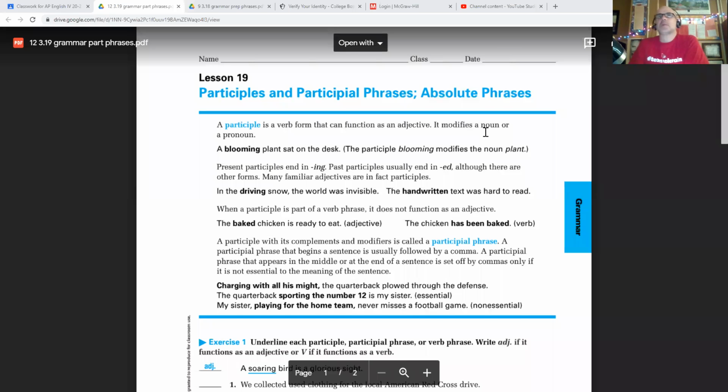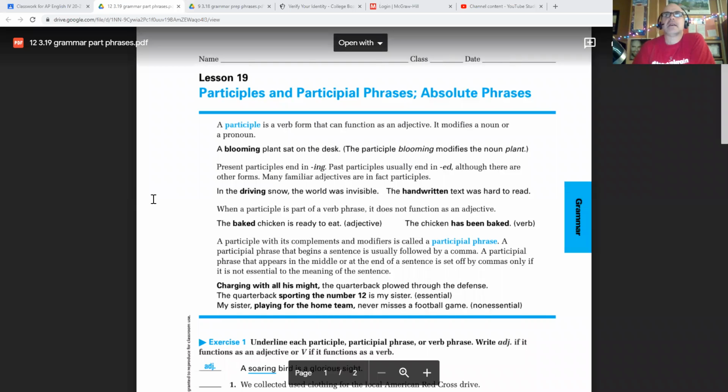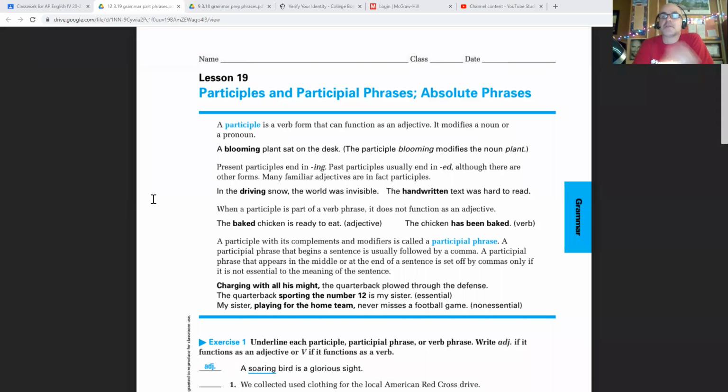Hey guys, Mr. Cooney here, and we are looking at Grammar Lesson 19, the second type of phrase we're going to learn this year. So we did prepositional phrases last week, and we're looking at participial phrases, and a variation on that called absolute phrases this week. Starts getting a little more tricky now. You probably don't know what one is, maybe necessarily off the top of your head.